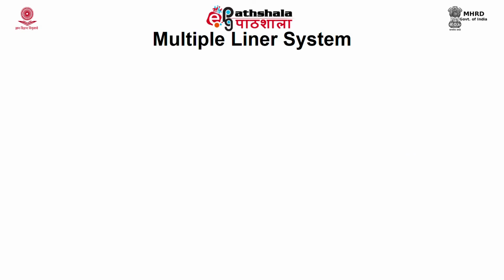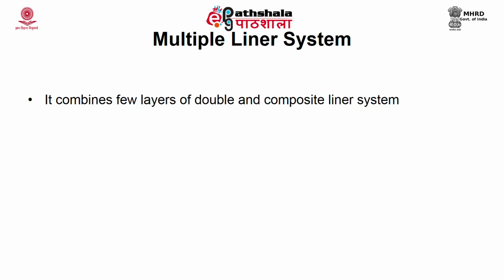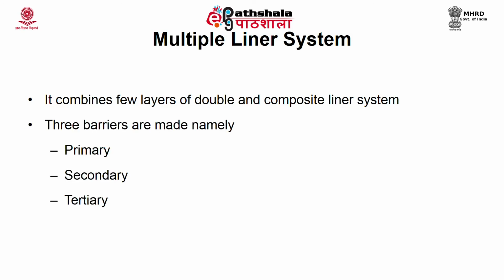The next type of liner system is a multiple liner system. It consists of a few layers of double and composite liner systems. It's a combination of double and composite liner system. Here you have 3 barriers. If you discuss the double liner system, in a double liner system you have 2 barriers with an intermediate drainage system for the collection of leachate and gas, and in a composite liner system again you had 2 barriers. Here you have 3 barriers, which are primary, secondary and tertiary.